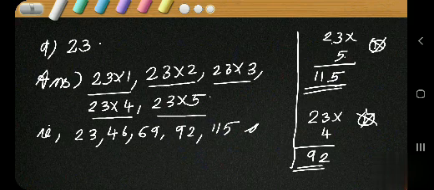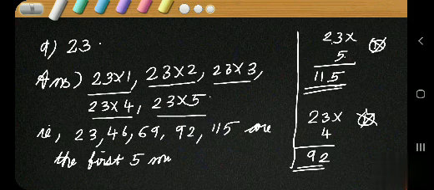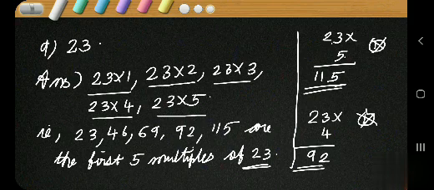And what shall be written? Yes, the first 5 multiples of 23. Have you got? Have you understood how to find out this? Got it?